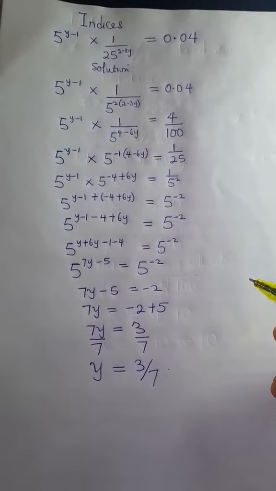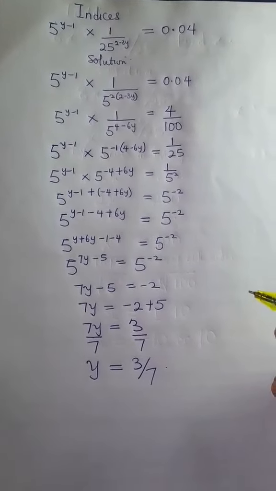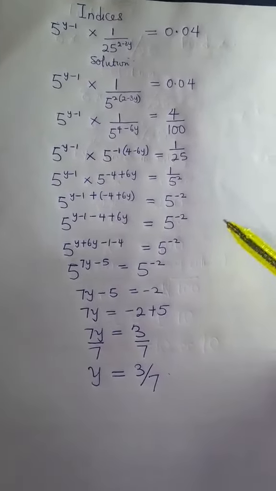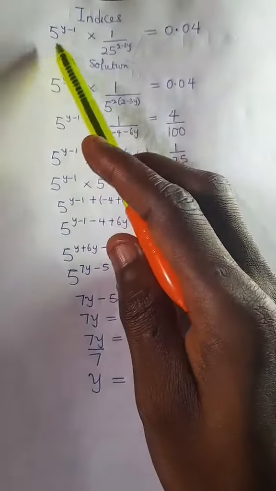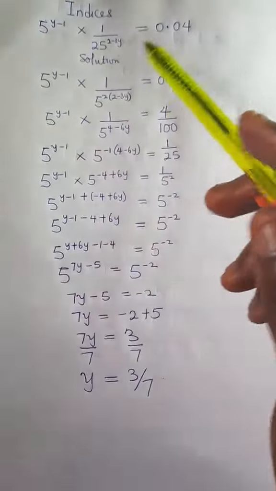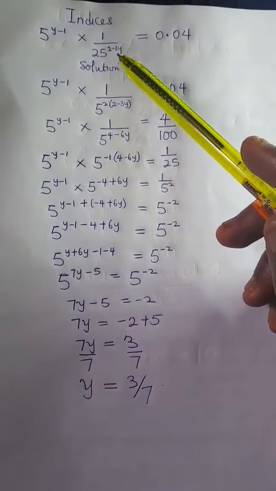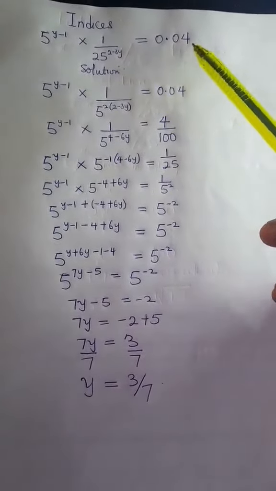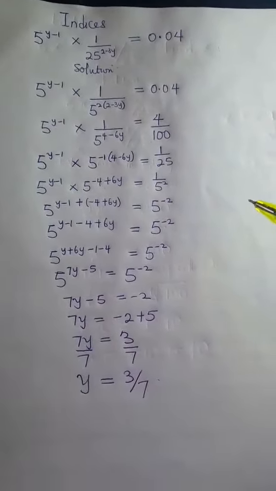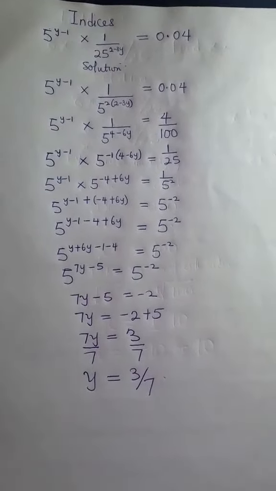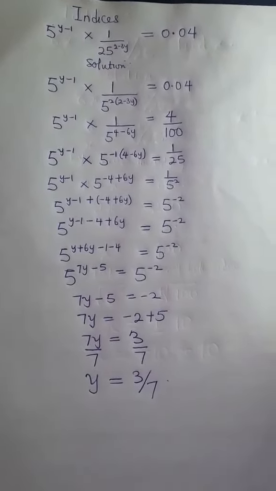Once again, we have one beautiful indices question to solve today, and I will go ahead to proceed to solve this question. So we have 5 raised to power y minus 1 multiplied by 1 upon 25 raised to power 2 minus 3y equals 0.04. Now, to solve this question, we'll be making use of some basic knowledge in indices.